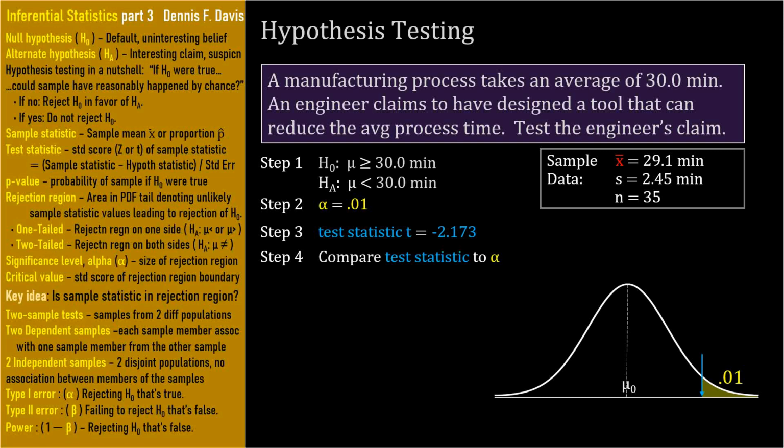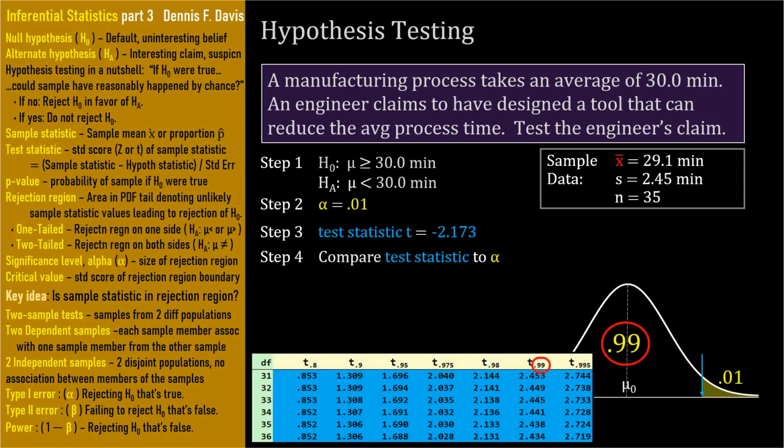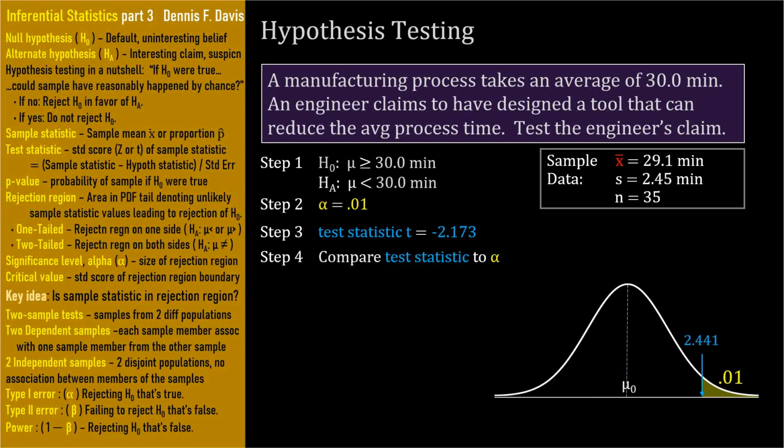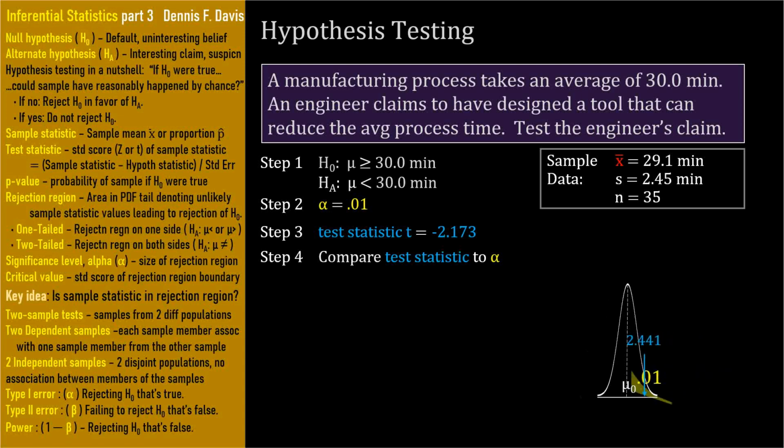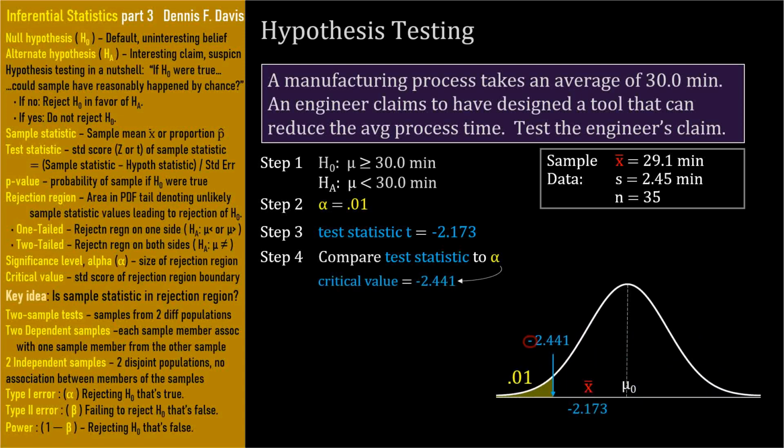Since alpha is 0.01, the remaining area must be 0.99. So let's look up the t-score having 99% probability to its left. The sample size is 35, so the degrees of freedom is 34. We get 2.441, which is the t-score over on the right side. Remember, we flipped the PDF around so we could use the t-table to find this t-score. When we flip it back around, the t-score is negated to negative 2.441.